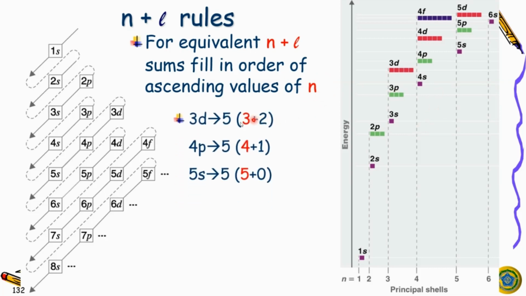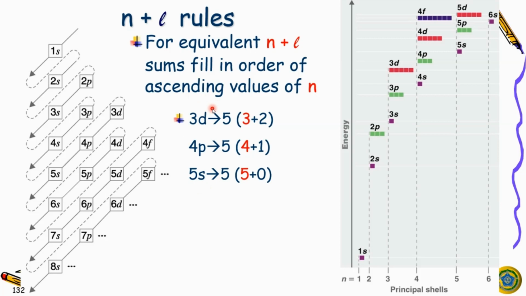For example, 3d is 5 because 3 plus 2 is 5, right? So it's 5. 4p is 4 plus 1 is 5. 5s is 5 plus 0 is 5. So which energy is the lowest? We follow the n plus l rules.